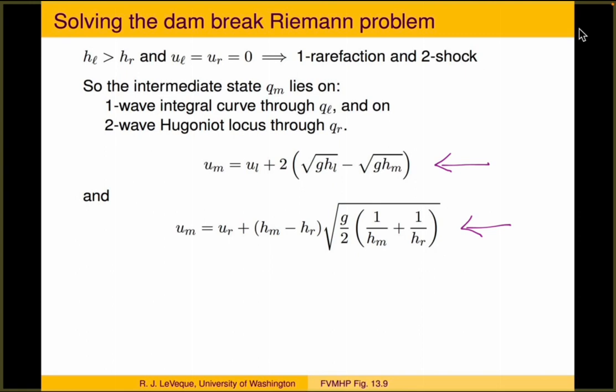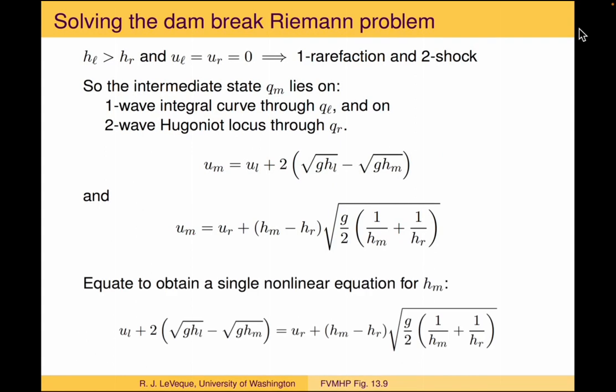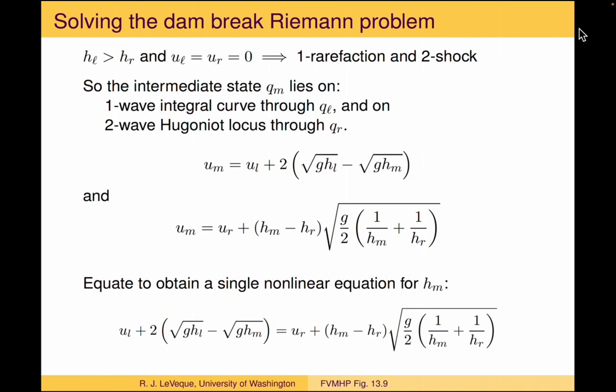So if we just equate them and eliminate this UM, we can boil this down to a single equation in which the only unknown now is HM, which appears here and here. We know UL, HL, UR, HR. I guess HM also appears here. So we have a nonlinear equation that in general we can't solve analytically, but it's a scalar nonlinear equation, and you could use Newton's method or any other root finding method to find a solution. And you could use something like the two shock solution, which was easier to derive, as an initial guess for what the intersection point is.